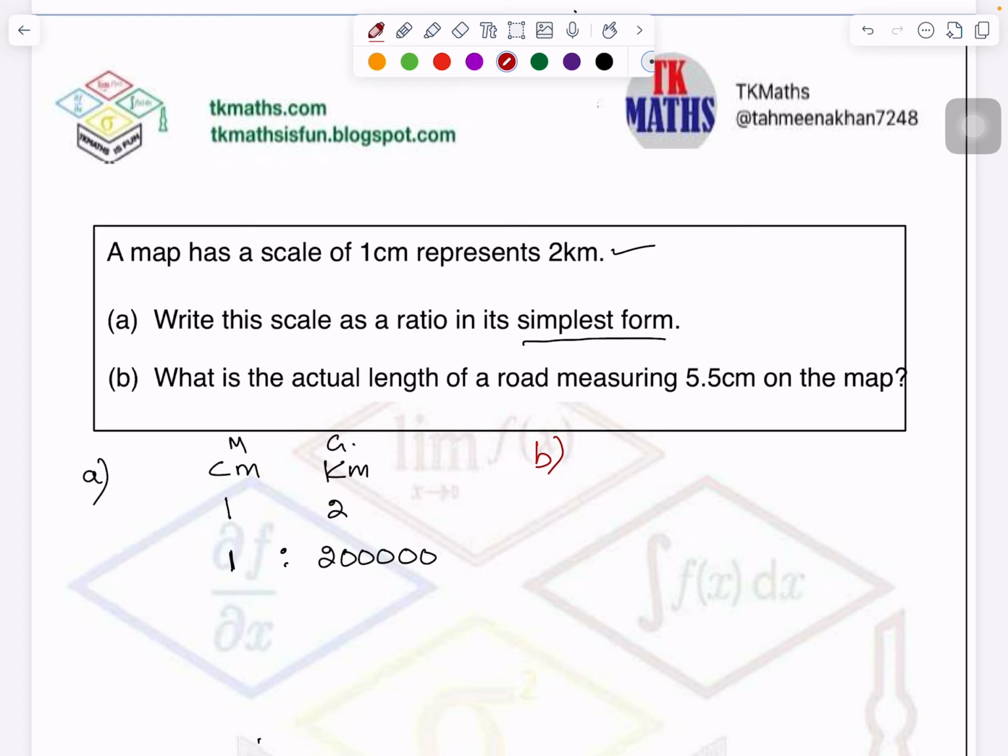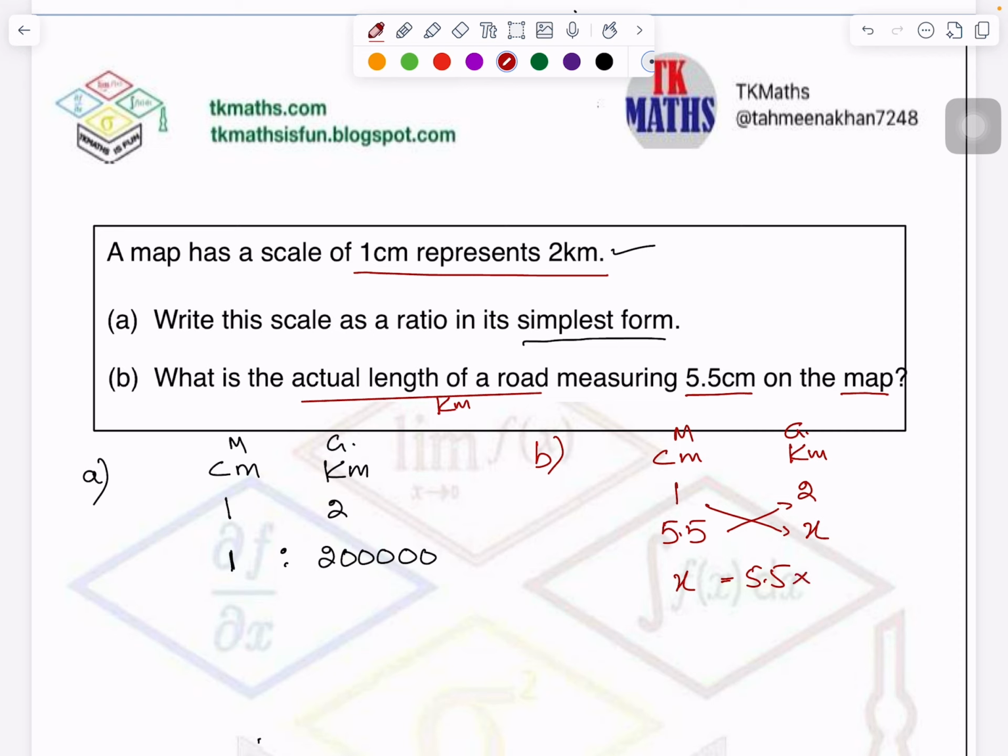Let's do part B. For part B, I have to find the actual length of the road, which is 5.5 centimeter on the map. Nothing is written here, so you can mention it in centimeter or in kilometer. I would like to mention this in kilometer, so I will use this scale again. This is map, this is ground. So 1 centimeter is representing 2 kilometer. If on the map I have 5.5 centimeter, then what will it be on the ground? Simple cross multiplication, right? x times 1 is x, 5.5 times 2.